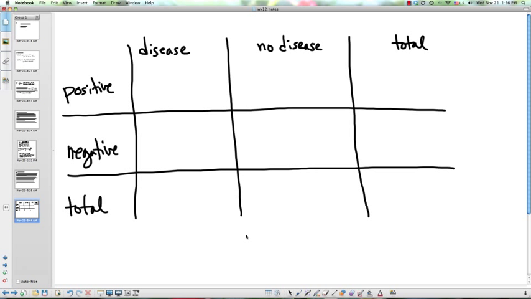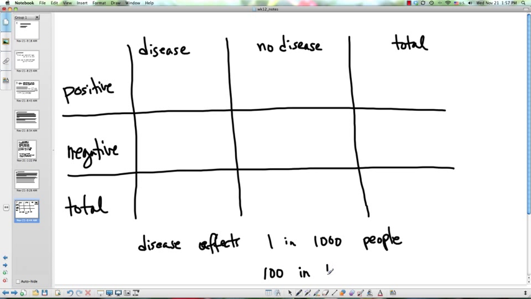Okay, so here's my table. Let's see if we can put some numbers in here. We had originally in the question that the disease affects, is that with an A or an E? I don't know. I think it's actually an A. Affects 1 in 1,000 people. But let's suppose that 100,000 people actually take the test. So if it's 1 out of every 1,000 and then you have 100,000 take the test, that would be the same ratio as 100 in 100,000, because I'm just going to multiply both of these by 100.